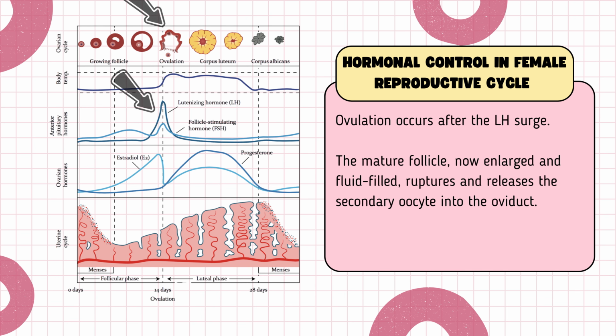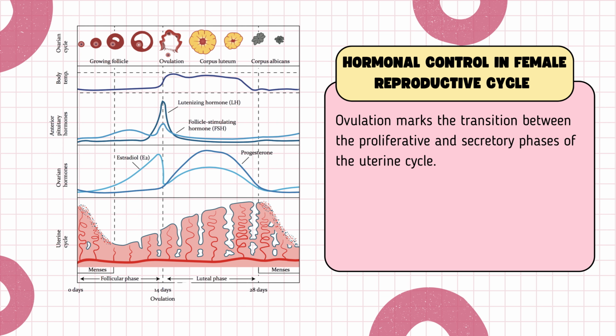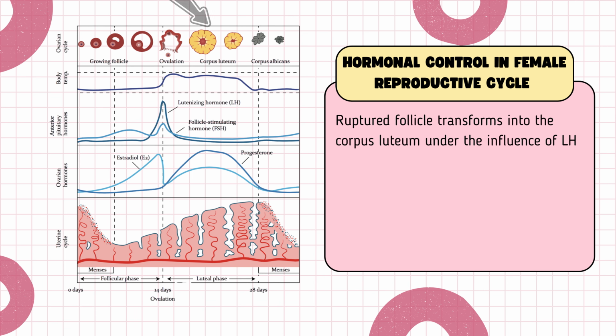The mature follicle, now enlarged and fluid-filled, ruptures and releases the secondary oocyte into the oviduct. Some women may experience a brief abdominal pain called Mittelschmerz, corresponding to ovulation. Ovulation marks the transition between the proliferative and secretory phases of the uterine cycle. Following ovulation, the ruptured follicle transforms into the corpus luteum under the influence of LH.